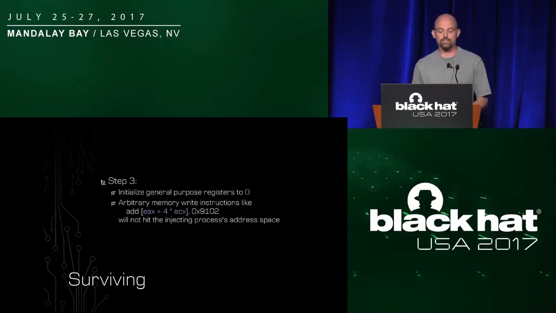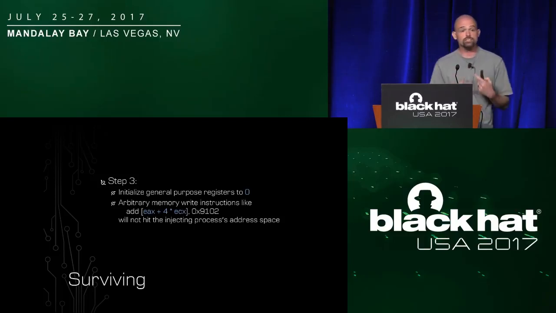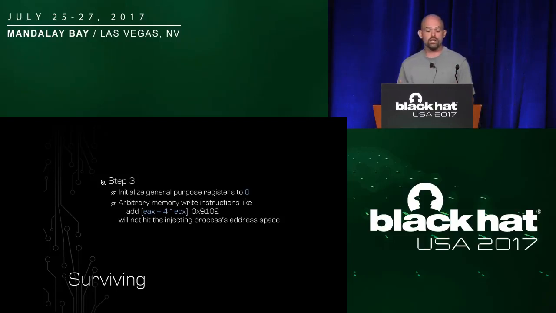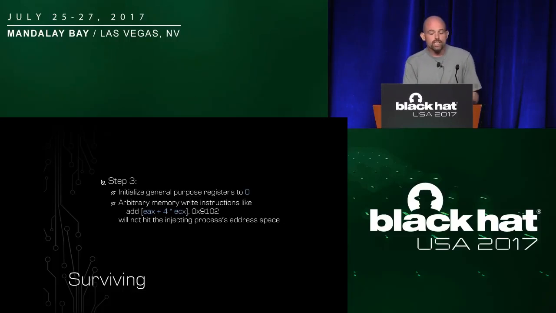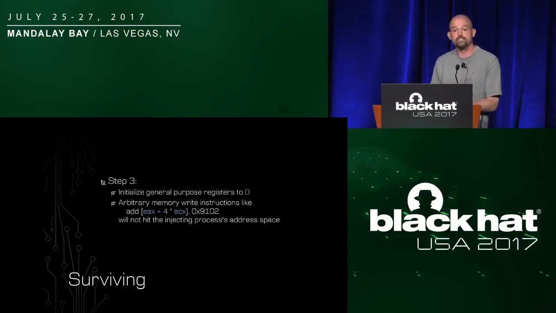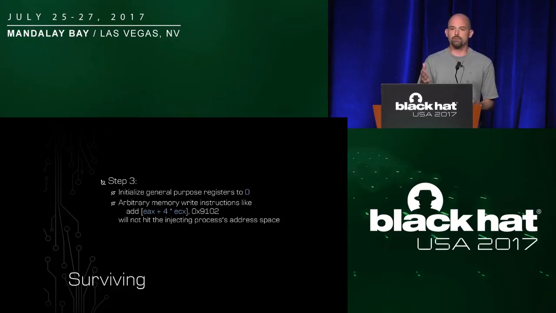The next step is we're going to initialize all general purpose registers to 0 right before we execute these candidate instructions. What that lets us do is find or generate an arbitrary instruction like this, which writes a value to some arbitrary location in memory, and it ensures that the address calculation resolves to 0. So EAX plus 4 times ECX is 0 as long as our registers are all initialized to 0. That ensures that memory accesses don't accidentally hit the process's address space. You don't accidentally corrupt your process data.